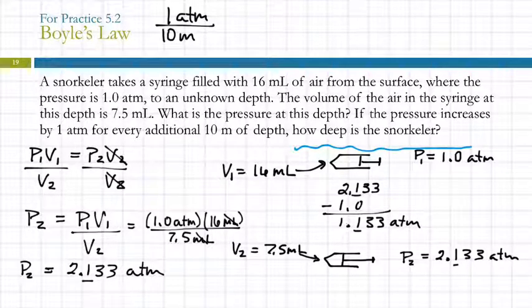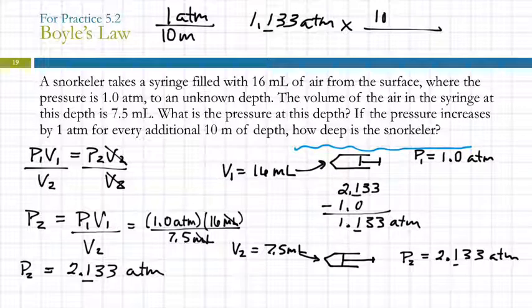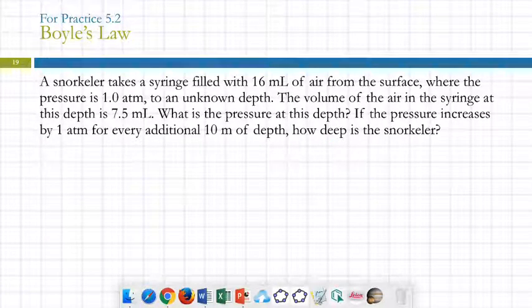So we can take that 1.133 atmospheres increase, multiply by 10 meters per 1 atmosphere. And that's going to give us 11 meters. That's the answer, 11 meters.